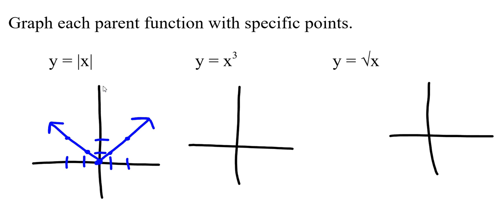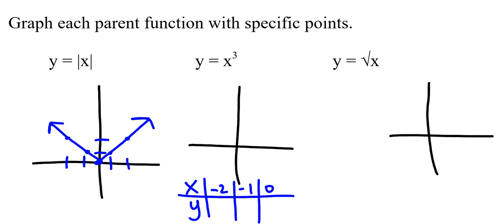Now x to the third, and we can make a little table to help us with this. And just as before, I'm going to start with -2 to +2. So -2 cubed, remember that's -2 times -2, which is 4, and then 4 times -2 is -8.